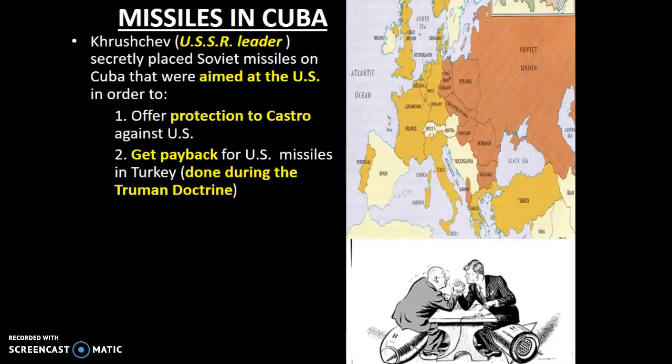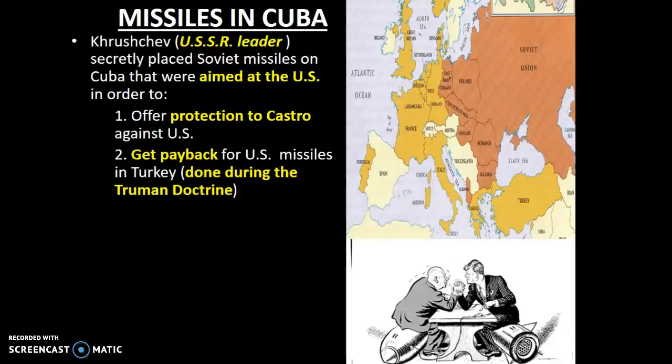So let's take a look at the following reasons as to why missiles are placed in Cuba. Number one, like I've already mentioned, to offer protection to Castro against the U.S. The second reason is to get payback on the United States. Something that the United States did at the very beginning of the Cold War was it created the Truman Doctrine. And if you remember, the Truman Doctrine was America's containment plan.